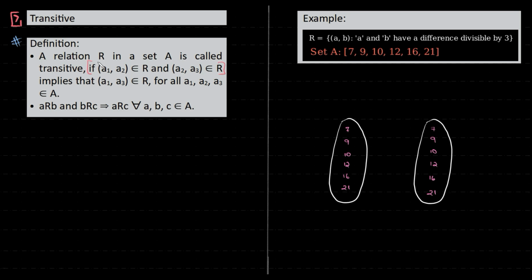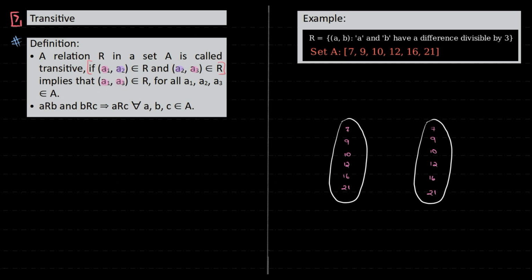See, first thing is we need to observe that between the first and the second ordered pair, there is something common. There is a common element. Yes, it is a2 that is common. Now, a1 from the first pair and a3 from the second pair should also be related in the same order, (a1, a3). If it is so, it is transitive.